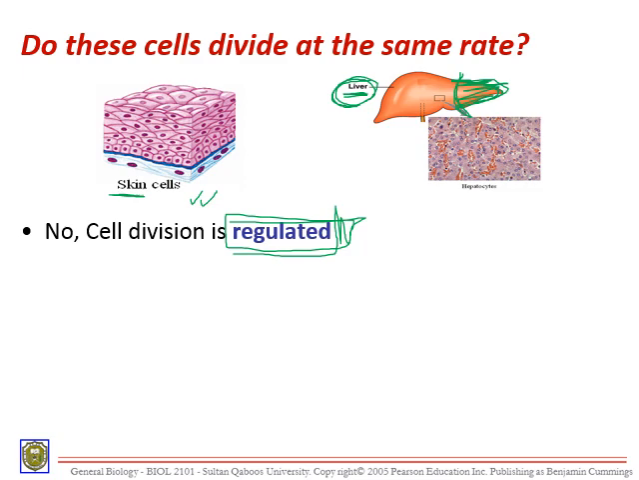That's the meaning of regulated. Each kind of cell has a different rate of cell division.